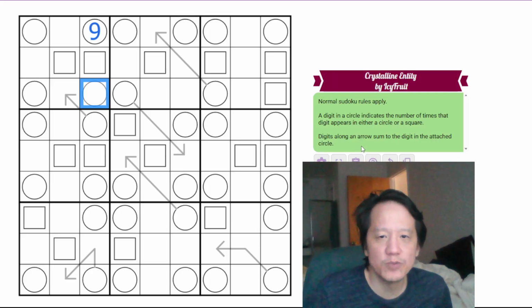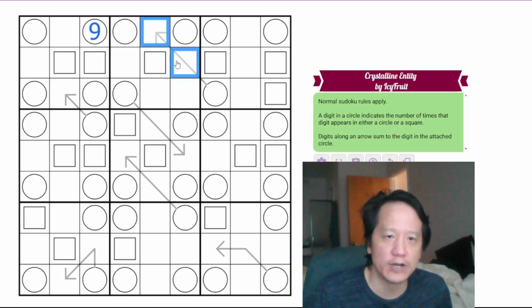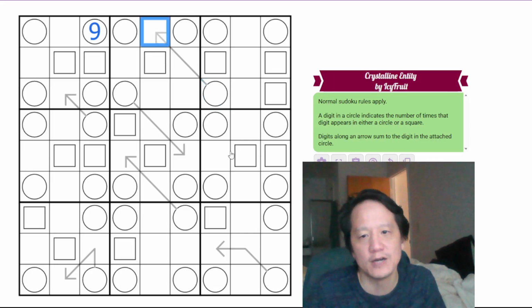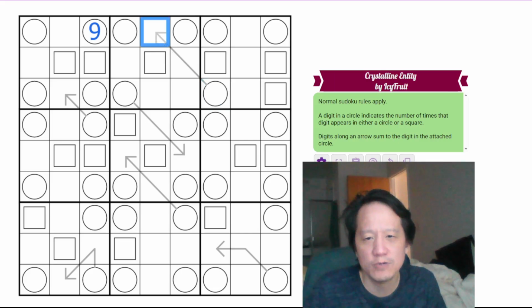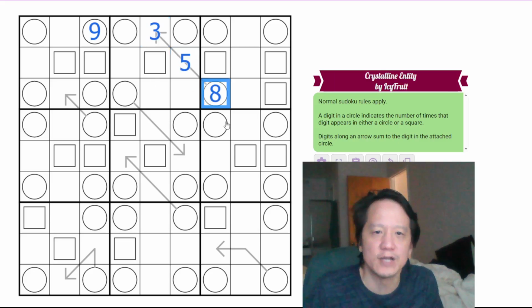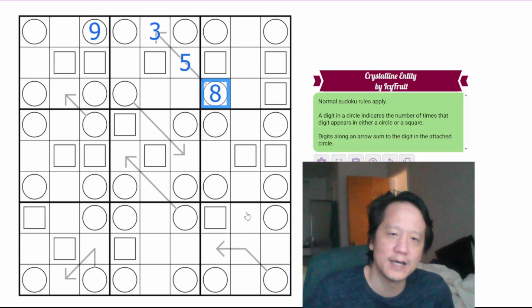Okay, anyways, we also have digits along an arrow sum to the digit in the attached circle. So it's basically typical arrow Sudoku. So these two digits must sum to this. As an example, if this was 3 and 5, this would have to be an 8, because these two digits must add up to that digit there.